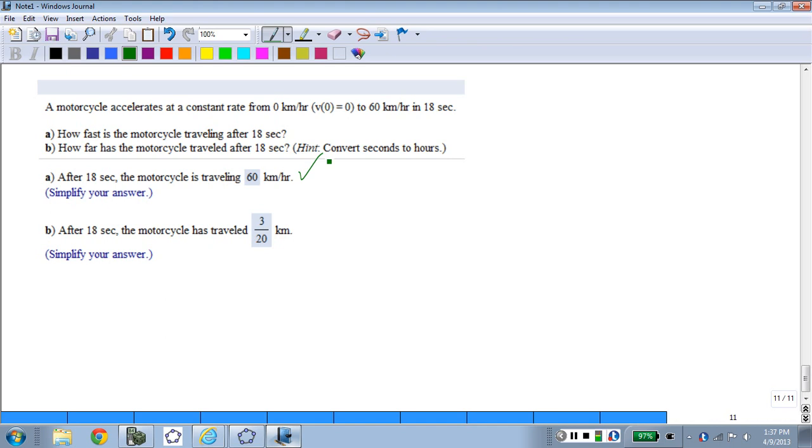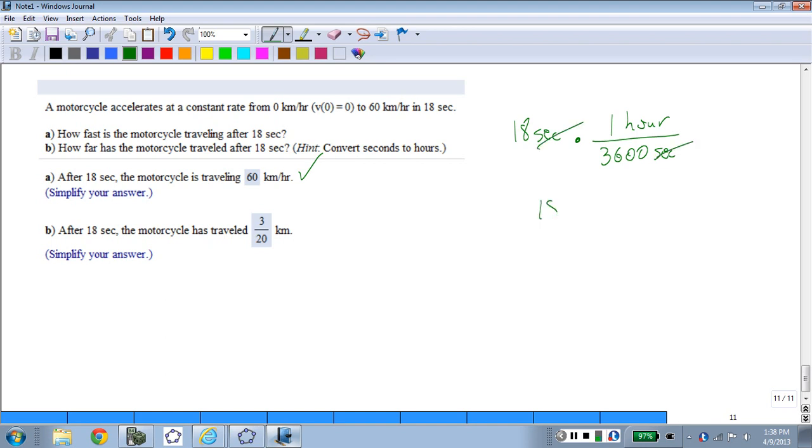How far has the motorcycle traveled after 18 seconds? That's the more challenging question. And yeah, we should convert seconds to hours, and I guess leave it in kilometers. Leave it in kilometers if we convert seconds to hours. Great. So 18 seconds. How many seconds in an hour? So 3, 6, 0, 0. Is that it? 60 times 60? Whatever that is, 3,600 seconds.